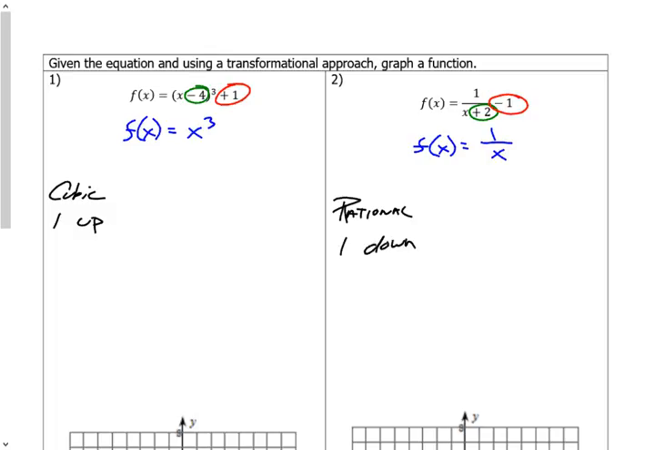Now, the left to right number is a little more challenging because it's actually backwards. In the cubic function, this went 4, and I want to say it was to the left because it's negative, but it actually goes right. And in the rational, it's 2 left. That's what I want to be able to look at and then put on a graph.